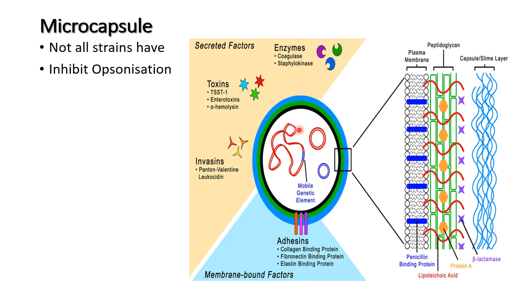This is the main function of the capsule. Another function is that it has a zwitterionic structure, which simply means that it has both negative and positive charges, which allows it to form abscesses. So the zwitterionic structure is for abscess formation.